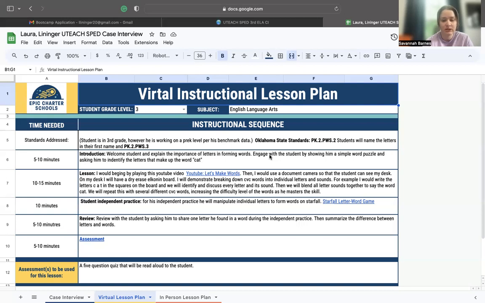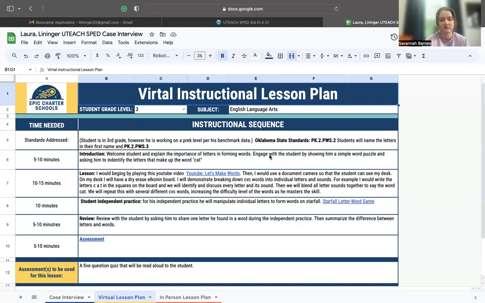I will demonstrate breaking down CVC words into individual letters and sounds. For example, I would write the letter C, and then an A and then a T in the squares on the board, and we will identify and discuss every letter and its sounds. Then we will blend all the letters and the letter sounds together to say the word cat.